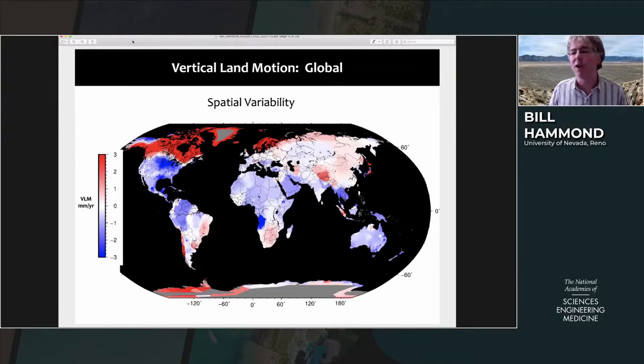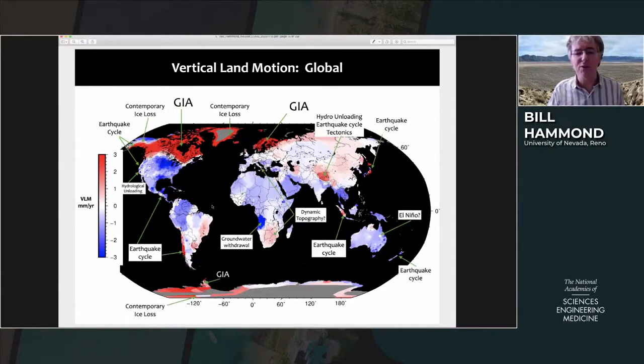Okay, so here's the actual estimate of GPS vertical rate on a global map. And it's the same color scale as before, -3 millimeters per year down, 3 millimeters per year up in red. And you can see the huge red signals in Northern North America and Europe, which are the GIA signal. This is the single greatest vertical land motion signal on Earth, and it dominates the Northern Hemisphere. You can also see a lot of other little pockets of different sorts of things going on. We can recognize them through various studies that have been done.